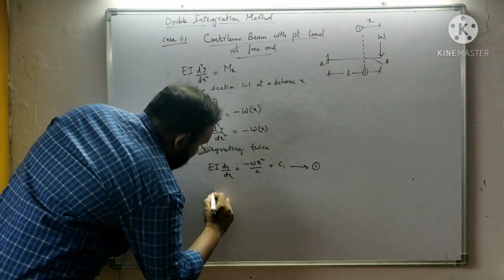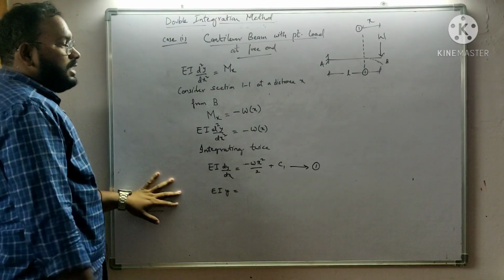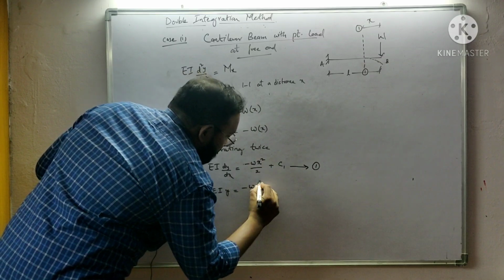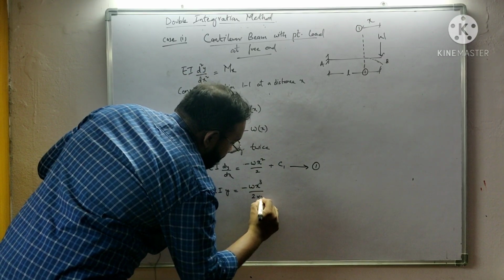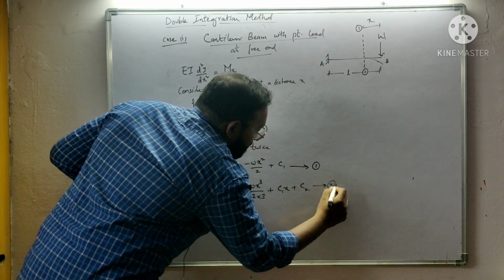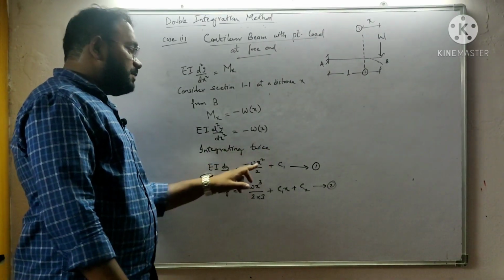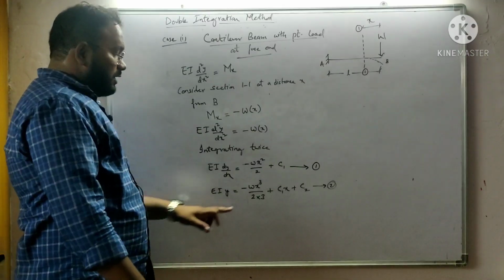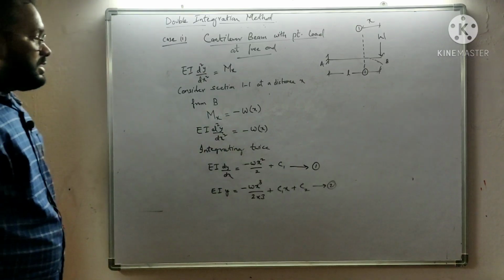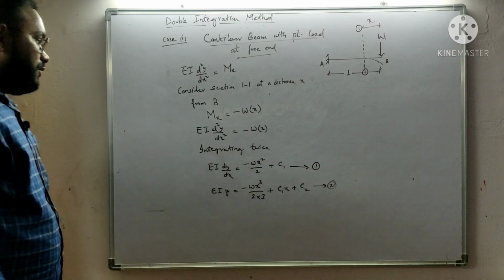Now second time integration, EI dy/dx will become EI y here. It is equal to minus W into, integration of x² is x³/3, or x power n+1 by n+1. So x³ by 2 into 3 will be there, plus C1x plus C2. Let this be your equation number 2.